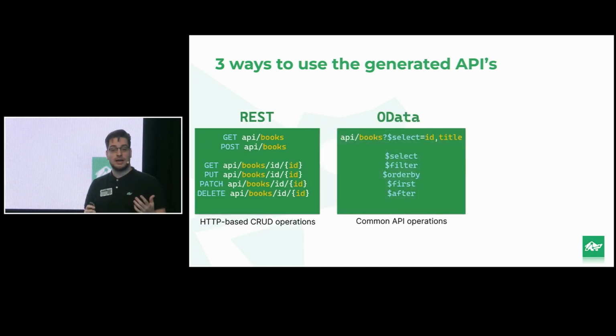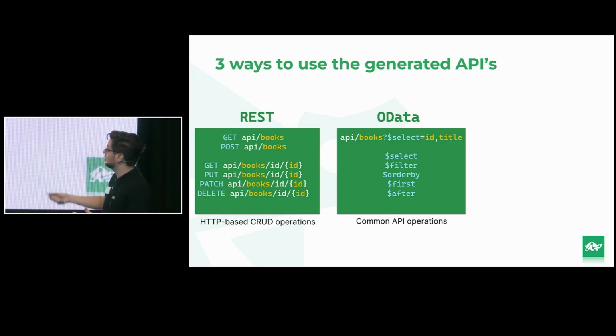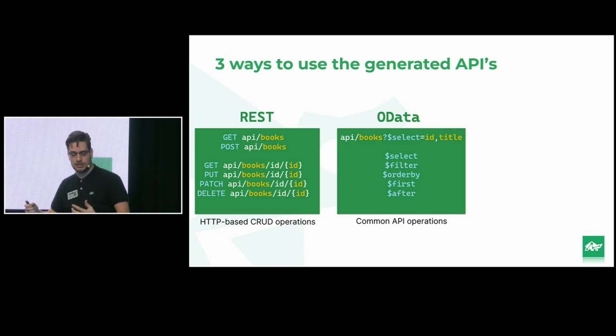Then there's also OData. People here unfamiliar with OData? Couple of hands, great, OK. So OData is basically like a library. You can implement this in loads of frameworks with common API operations, right? So we see a question mark with $select. And that tells us, I want all the books, but only the ID and the title. And there's also filtering, so you can say, I only want books with the name Hello World in it. I want to order by, first and after for pagination, all that kind of stuff.